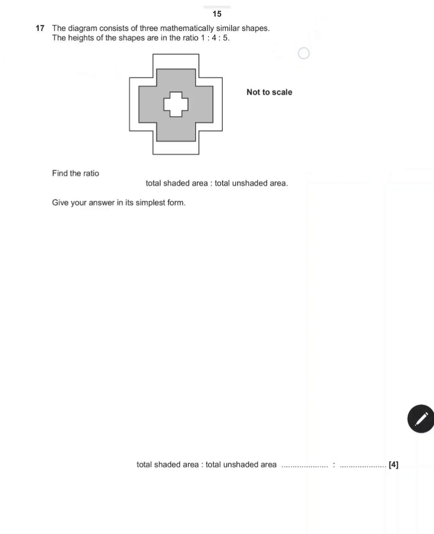Question 17, another little naughty ratio question here. We've got the heights of some shapes are in the ratio 1 to 4 to 5, and key thing is these are similar shapes. So these are perfect enlargements. So what I'm going to just jot down first, it's talking about heights, and heights are lengths, and they're in the ratio 1 to 4 to 5.